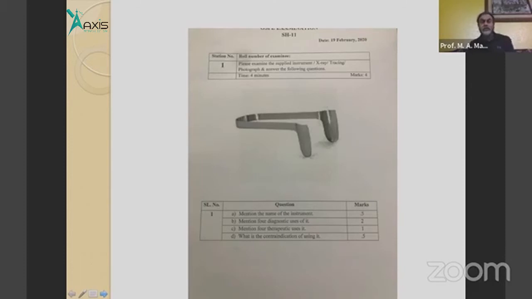What is the contraindication of using this? The one important contraindication is if the patient has furunculosis in the vestibule of the nose. Furunculosis is a very painful condition, so we cannot use this. Or vestibulitis, furunculosis or vestibulitis, we can't use this one. So this is the contraindication. So this is all about the Thudichum nasal speculum. The most important procedure done with this instrument is anterior rhinoscopy.